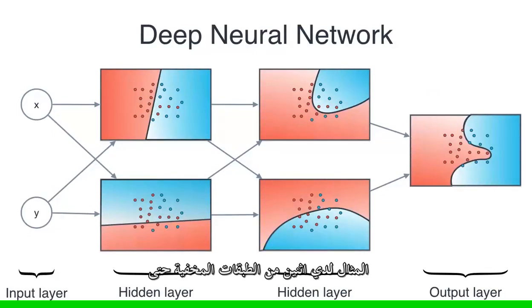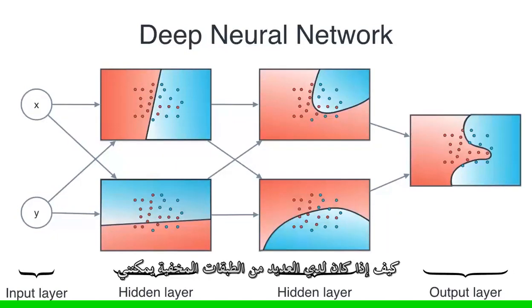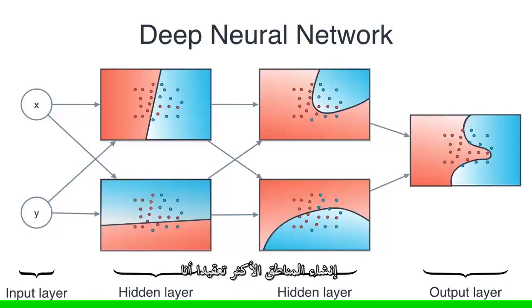In this example, I have 2 hidden layers. So my first hidden layer draws a bunch of lines through my data. My second hidden layer combines these lines to make some more complicated regions. And then my third layer, my output layer, just combines the elements from the last hidden layer to make a much more complicated region. So you can imagine how if I have many hidden layers, I can create the most complicated regions I want. And this is the definition of a deep neural network. A deep neural network is just a neural network with many hidden layers.